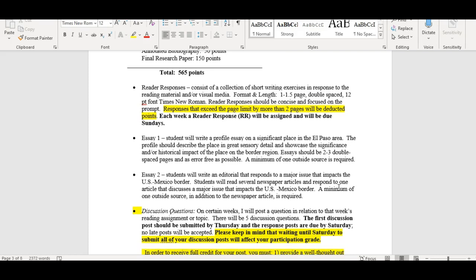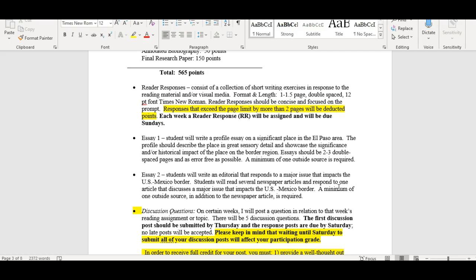The reader responses will typically be due weekly. There are weeks when we're not going to have a reader response. These should be 1 to 1.5 pages, double spaced, 12-point font, Times New Roman. Keep in mind that reader responses respond to one of the prompts I post for that assignment. You only have to respond to one prompt, and your response should be 1 to 1.5 pages double spaced. The purpose of these assignments is to be focused and concise.